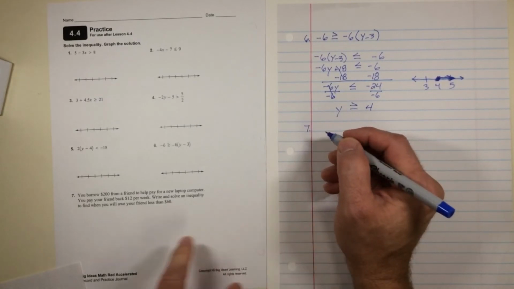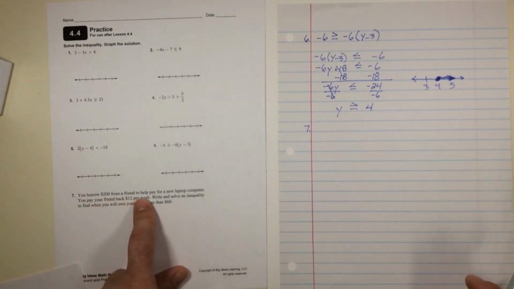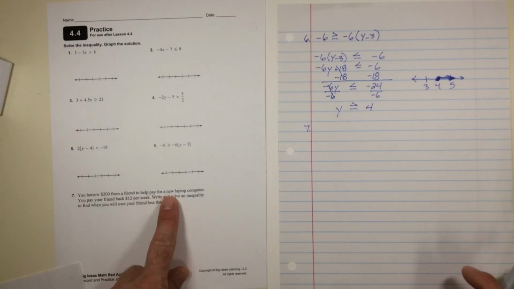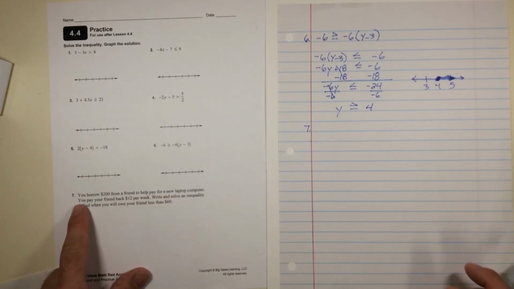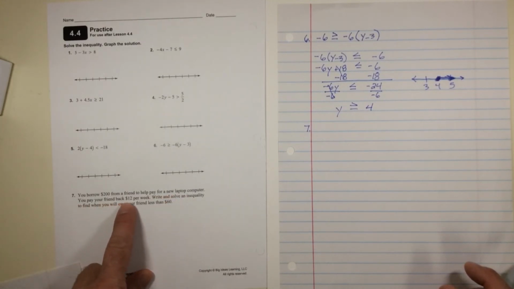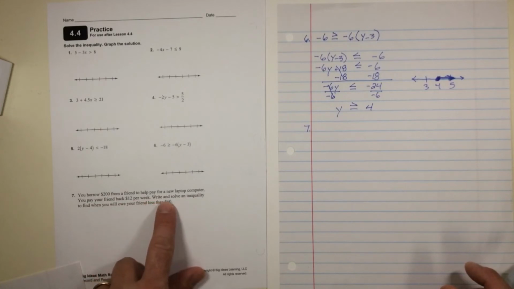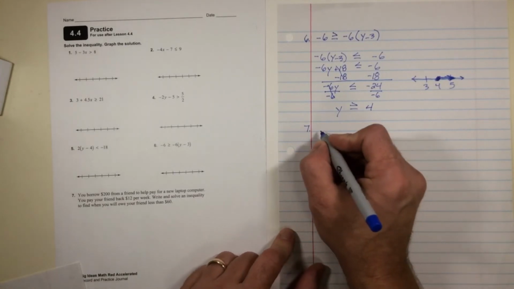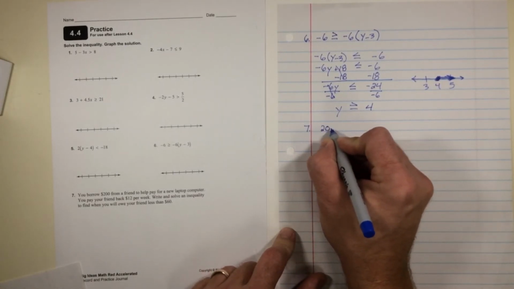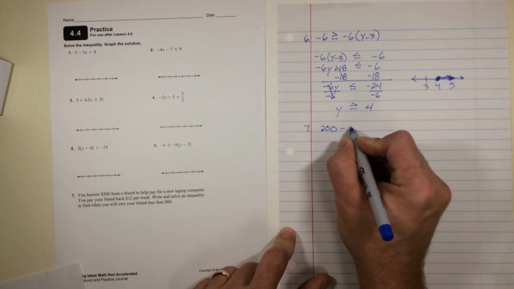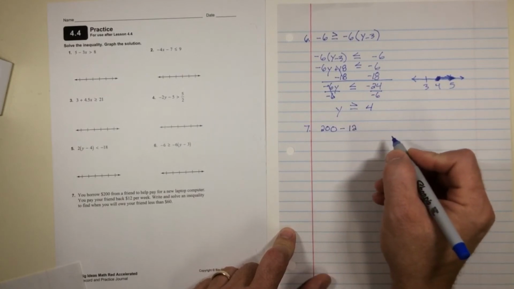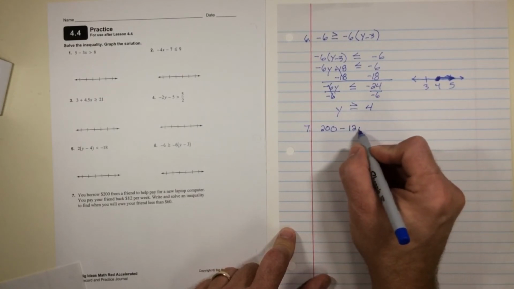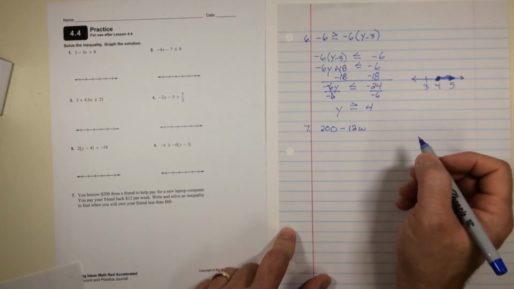Number 7. You borrow $200 from a friend to help pay for a new laptop computer. That's nice of your friend. You pay your friend back $12 per week. Write and solve an inequality to find when you will owe your friend less than $60. Well, you started owing your friend $200, and you get to take away $12 every week. So 12 times however many weeks it's been, we'll use W.